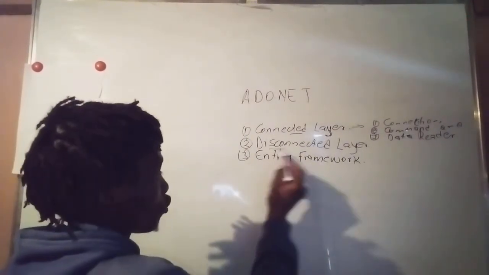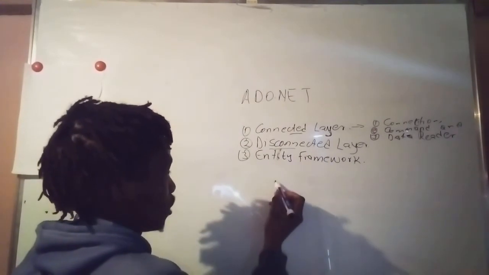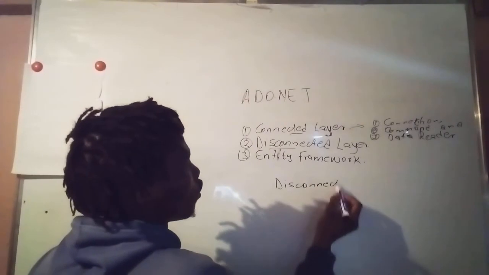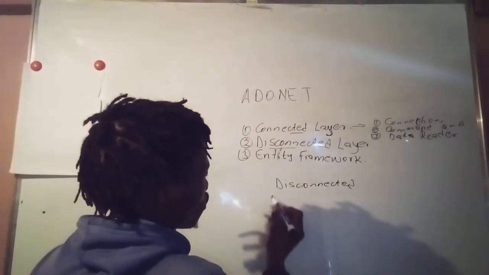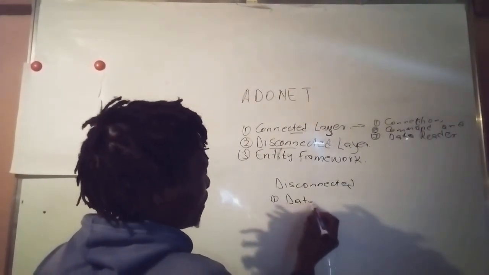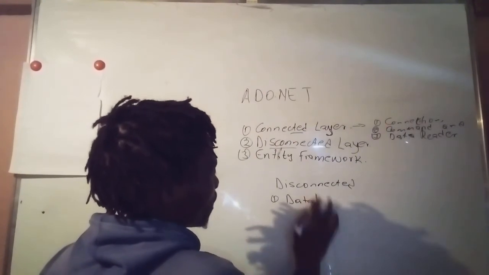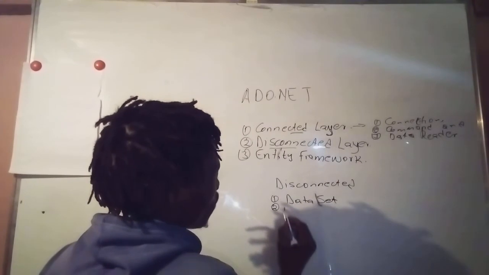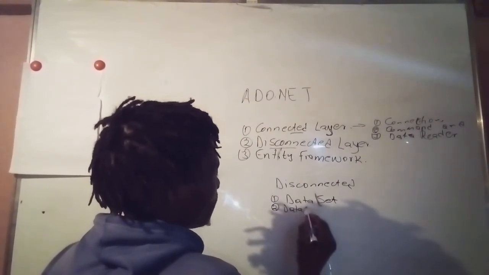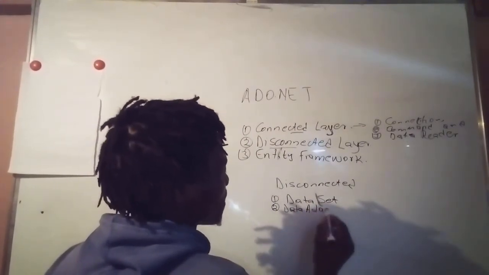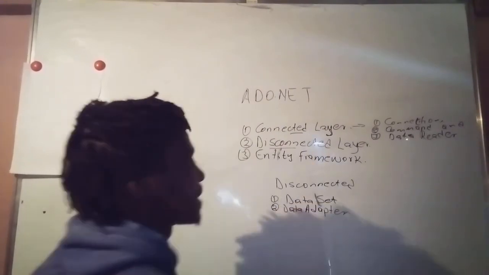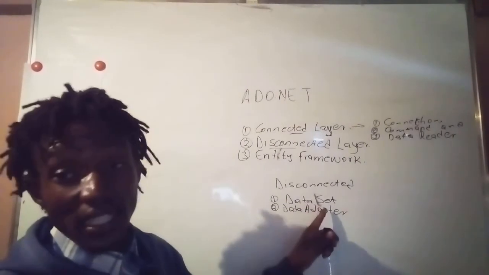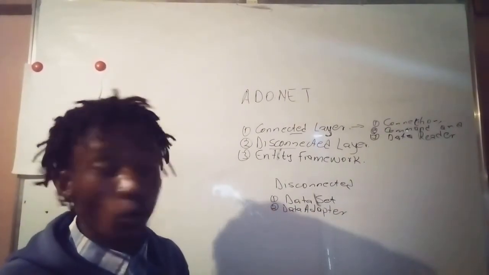When you make use of the disconnected layer, you actually make use of data sets. With disconnected, you make use of the data set and the data adapter to communicate with your RDBMS. The data set is basically the in-memory representation of the external database to which you are trying to connect.